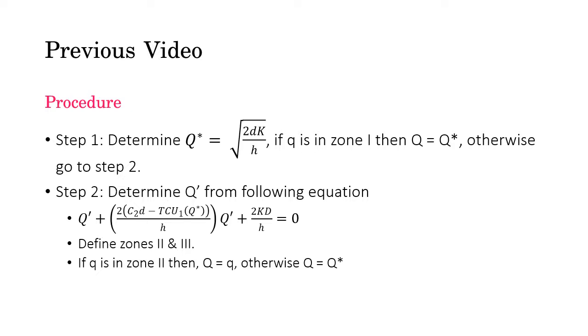In the previous video, that was the procedure developed for solving examples on this model. You can just pause the video and go through the procedure. The procedure is fairly simple, and you should be aware of the formula for determining Q dash, and the only thing is TCU1 is the formula that we developed in the very basic EOQ model.